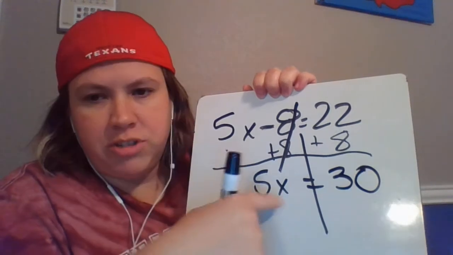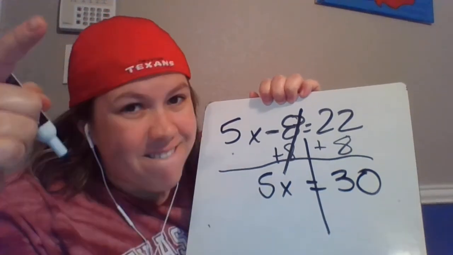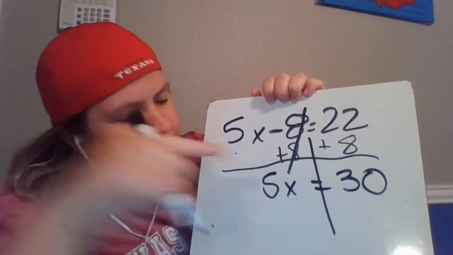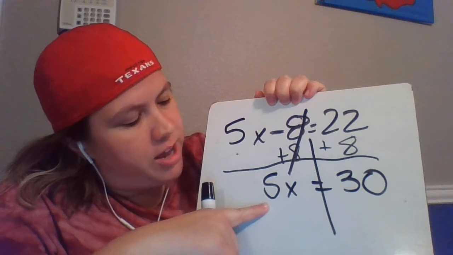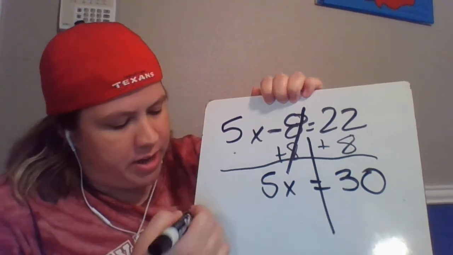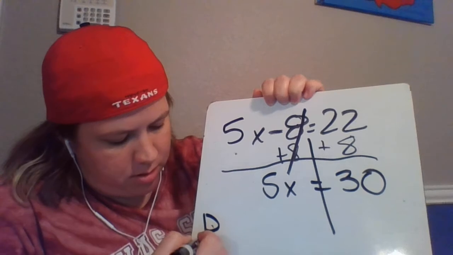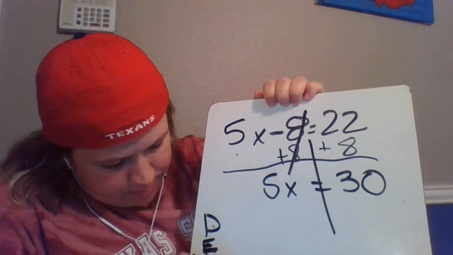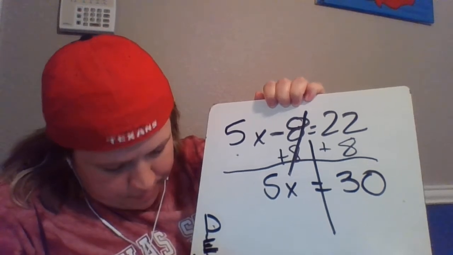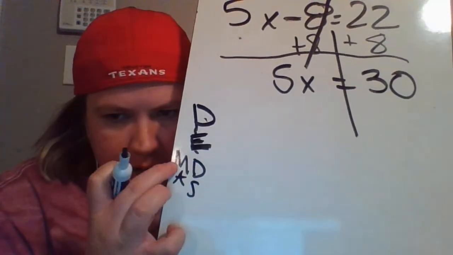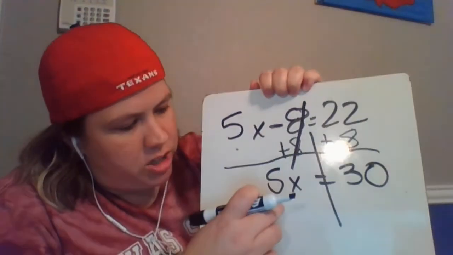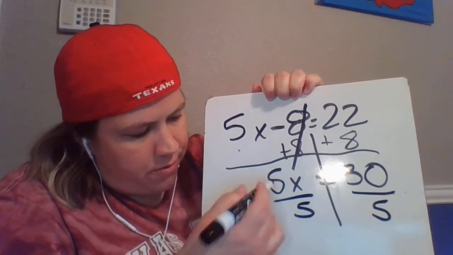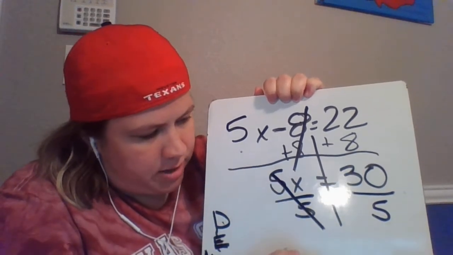Now remember, if it's close together like that, that means they are multiplying. Good. You're so good. You're so smart. So the inverse of multiplying is dividing, because remember we talk about PEMDAS, where multiplying and dividing go together, adding and subtracting go together. So this is multiplying, so the inverse is to divide. I'm going to divide by 5. 5 divided by 5 gets me 1, so I cancel it out.